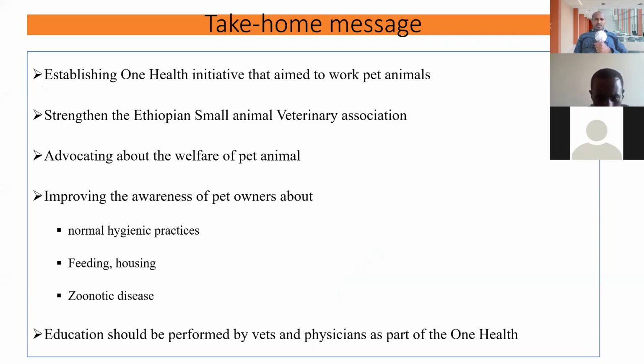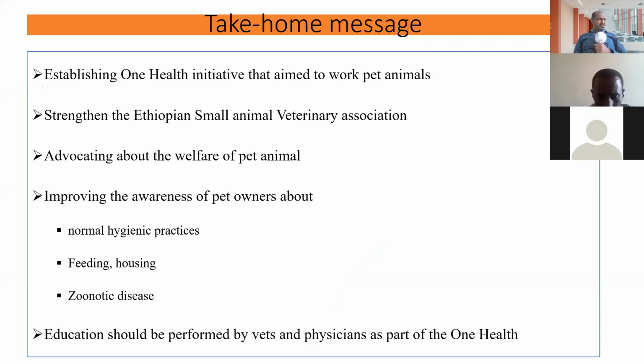And so what would be the take-home message? What I'm thinking is that we have to establish a One Health initiative that aims to work on pet animals. With that, we can address the issue. And another one is strengthening the Ethiopian Small Animal Veterinary Association, also another area.